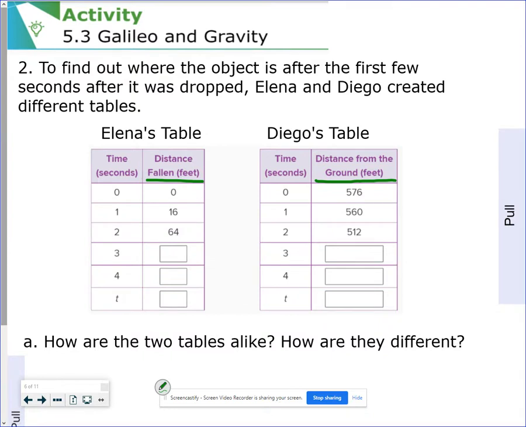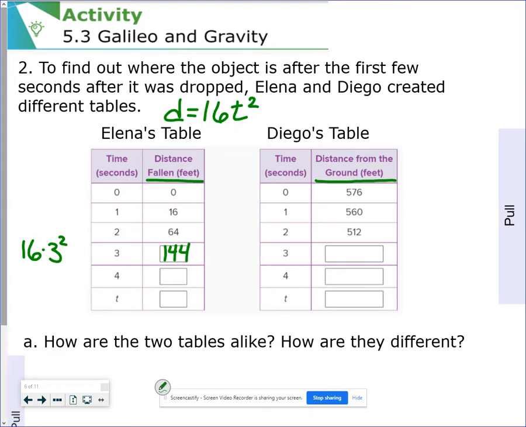Let's do Elena's table first. We're using that same D equals 16 t squared. So at 0 seconds, you put 0 in for the t, 0 squared is 0, times anything is 0. Put in the 1, put in the 2, we've got those first ones done. When I put in a 3, so this is going to be 16 times 3 squared. 3 squared is 9, 9 times 16 is going to be 144.